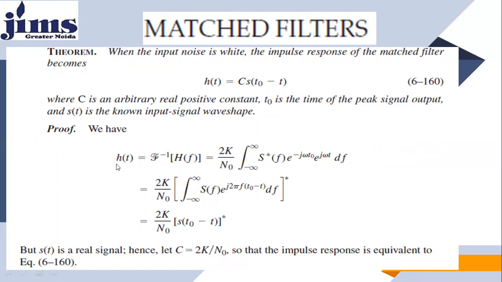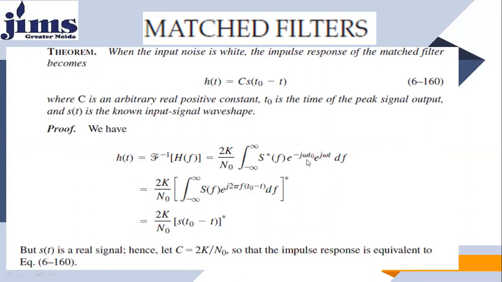What do we have? We have s(t). We should take the Fourier transform of that. s(t) is the inverse Fourier transform of S(f), right? And that you already know: 2K N naught, integral from minus infinity to infinity, S(f) is the Fourier transform of s(t), e to the power j omega t naught, e to the power j omega t df. This is the standard formula. The students, I think, are already familiar with this formula when you transform things. So this 2K N naught remains the same.